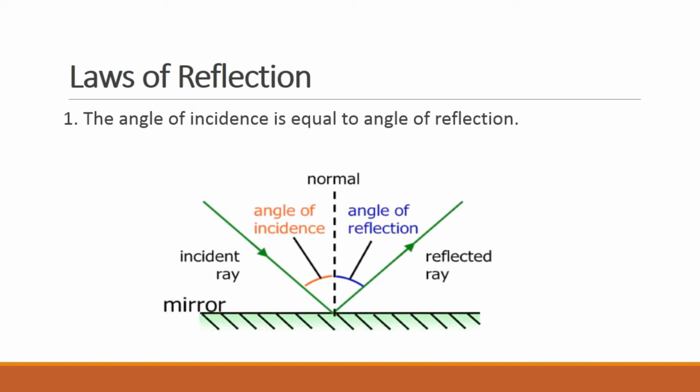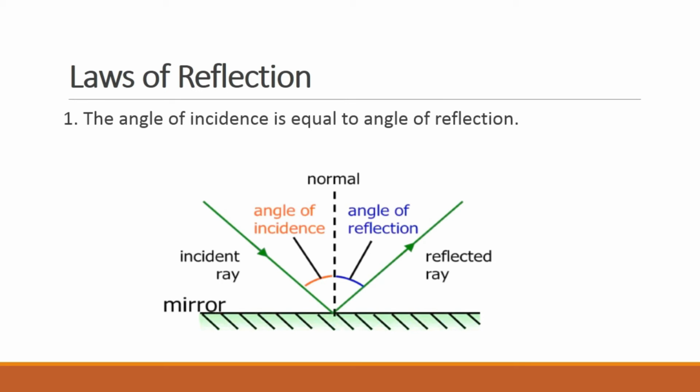And there is another angle between the normal and reflected ray, that is known as what? Angle of reflection. Yeah. So what is the first law of reflection? The angle of incidence is equal to angle of reflection. So if this angle will be 30 degree, this angle of reflection will also be 30 degree. If this will be 40 degree, so this angle of reflection will also be 40 degree. So this is the first law of reflection.